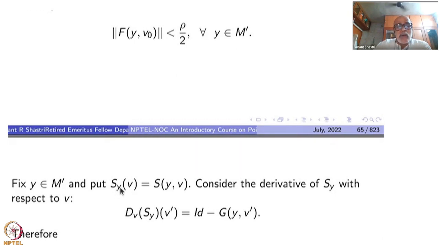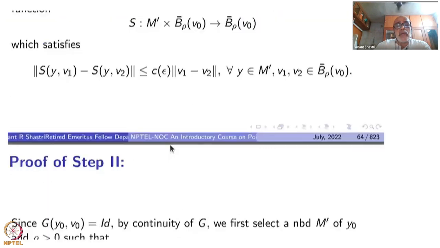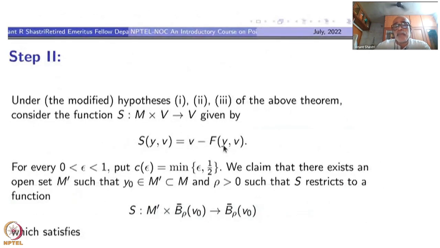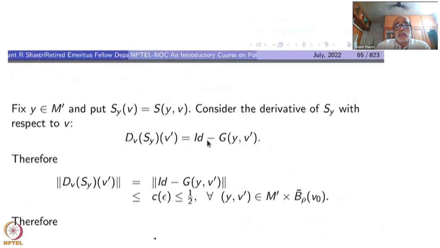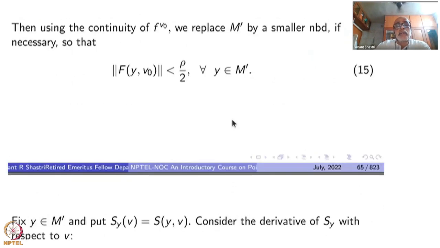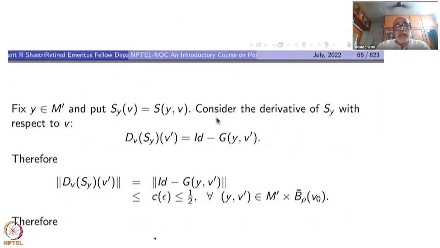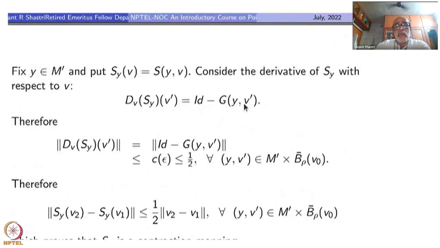Now put S_y of v equal to S of y v. Remember what was S of y v? By definition it is V minus F of y v. So now I am writing this S_y of V, thinking of this as a function of V, with Y fixed. Now the derivative of S_y with respect to V is nothing but, you see, the V derivative is identity, and this part is G of y v prime. I am just using this definition here. The derivative of this one is identity minus the derivative of F, all right, so identity minus G of y v prime.